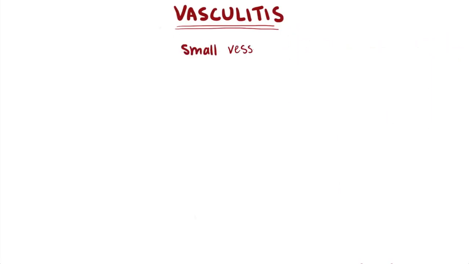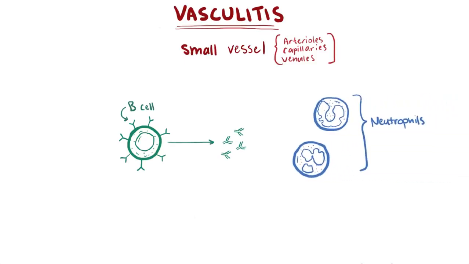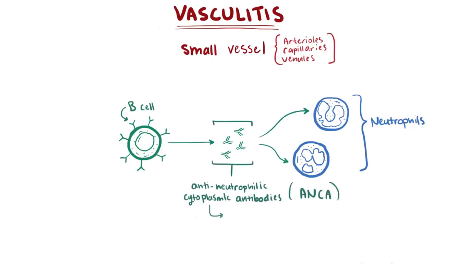Small vessel vasculitis affects small vessels like arterioles, capillaries, and venules. In the diseases, B cells mistakenly target their antibodies to granules made by the person's own neutrophils. In a sense, one immune cell attacking the other. The antibodies are called anti-neutrophilic cytoplasmic antibodies, or ANCAs for short, and they're mainly of the IgG type.